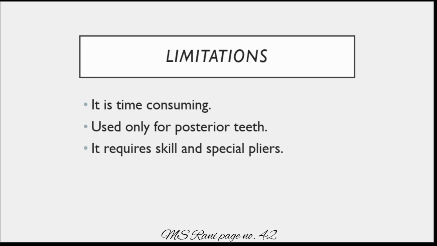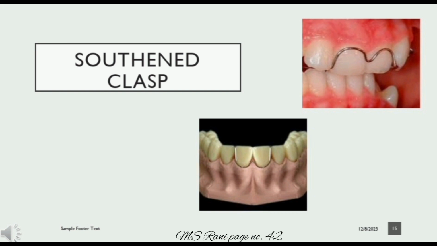Now the next one we will learn about is the south end clasp. What is the basic armamentarium? We require a 21 gauge stainless steel wire for it. Now let's learn about the construction.